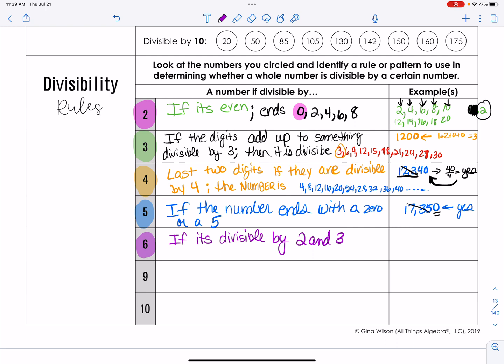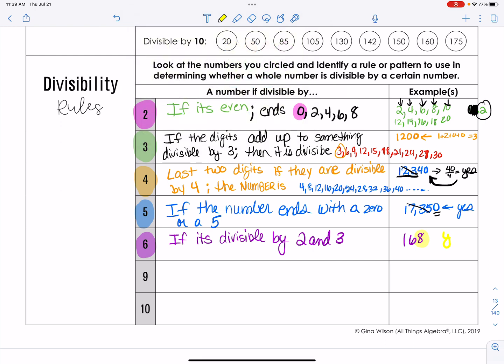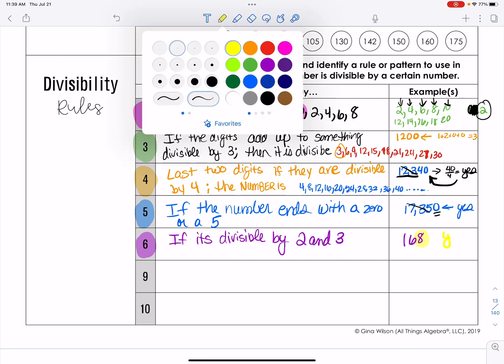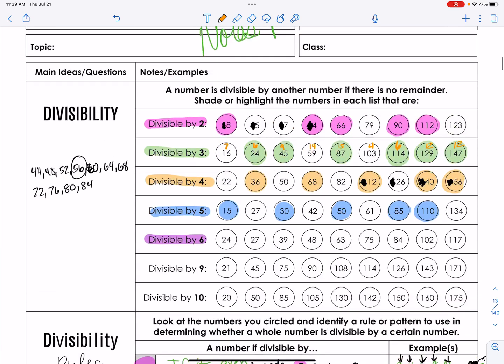Okay, so a number like 168. Yes, 168. The first thing I look at, I'm just going to use this yellow, is it even? So my answer to that question is yes. Then I add up the numbers. 1 plus 6 is 7, that's 15. That's a yes. So they're both yes. So since they're both yes, then this number is divisible by 6. So they both have to be yeses.